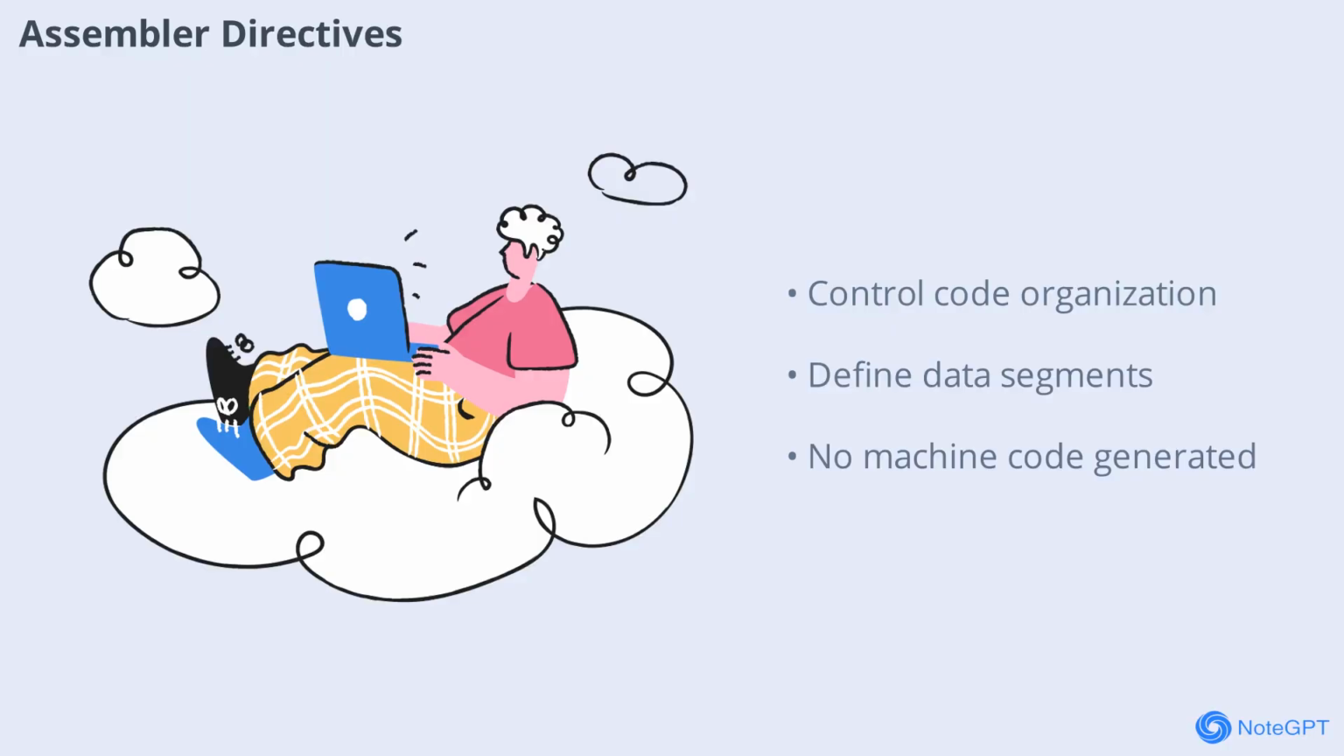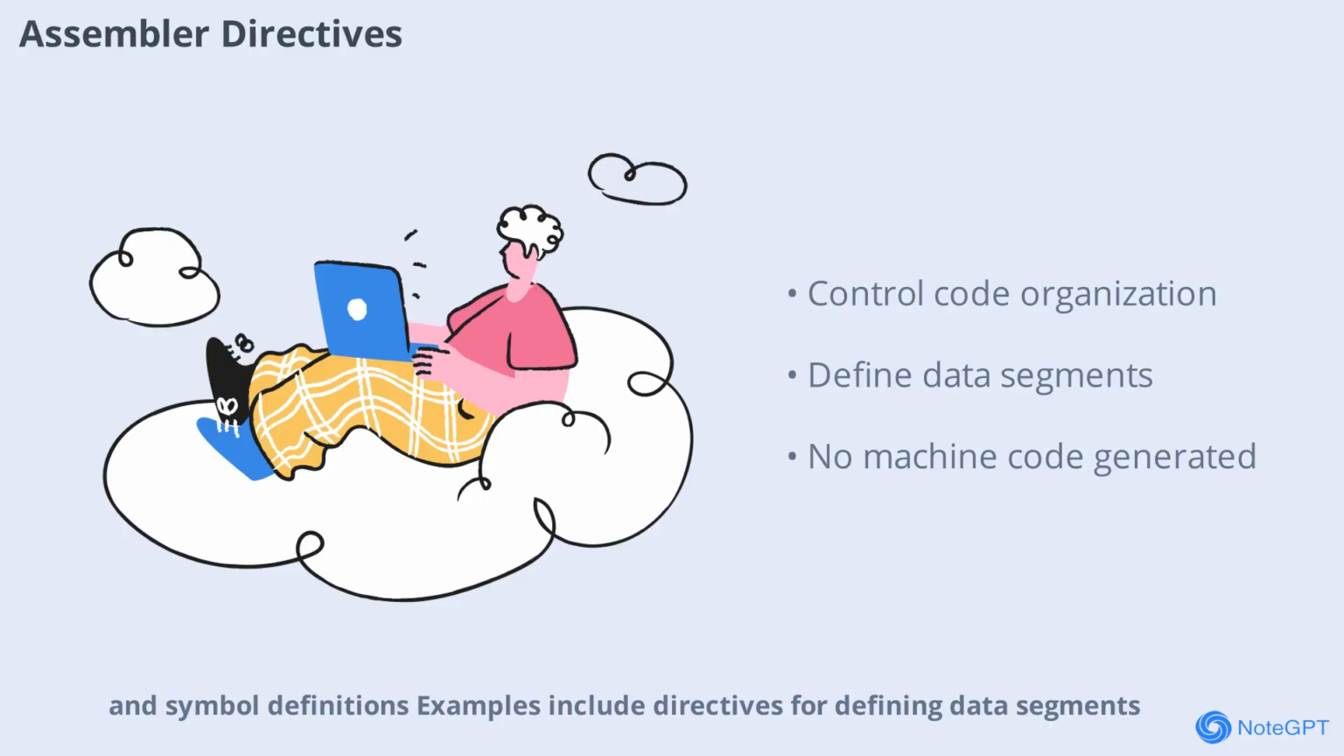They don't generate machine code themselves but control aspects like memory allocation, code organization, and symbol definitions. Examples include directives for defining data segments or specifying the starting point of a program. Mastering directives helps programmers structure their code more effectively.